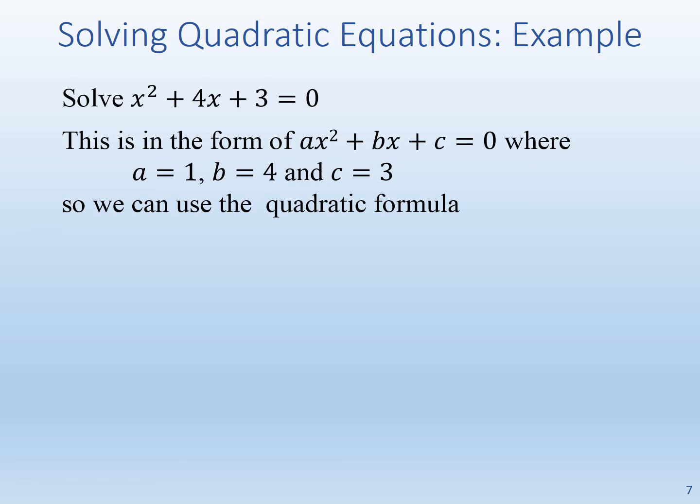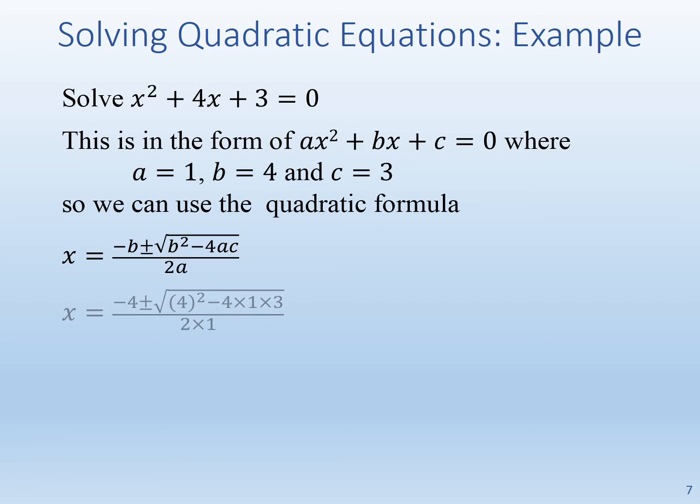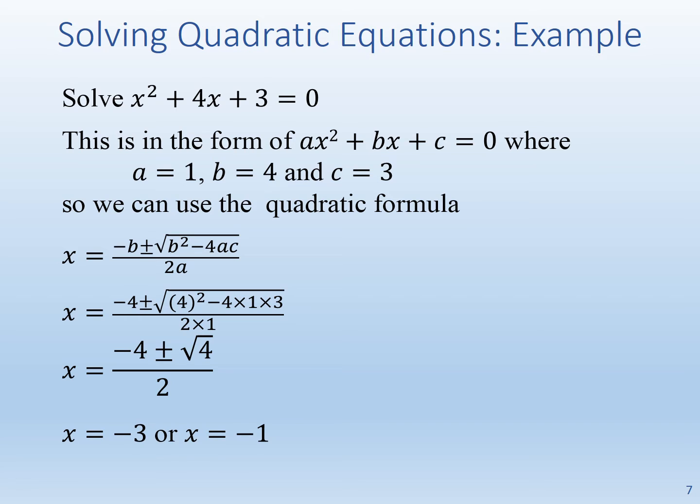We can use the quadratic formula to solve this equation. We notice that it's in the form of ax squared plus bx plus c, where the a is 1, the b is 4, and the c is 3. So we can use the quadratic formula and substitute our values in. So our b is 4, our a is 1, and the c is 3. So we need to evaluate that and then simplify it out to get our two solutions there, x equals minus 3 and x equals minus 1.